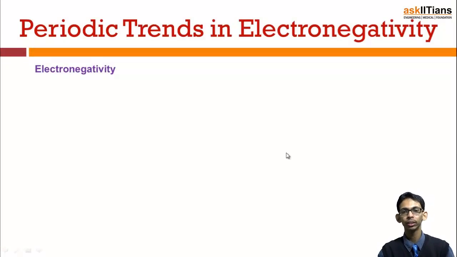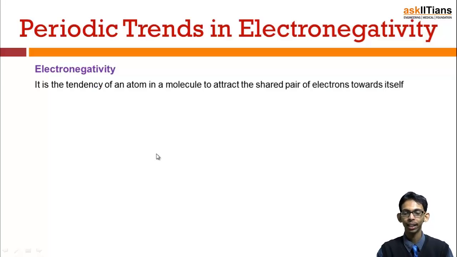That means now we are going to discuss how electronegativity varies along a period and down the group. So first of all, what is electronegativity? Electronegativity is the tendency of an atom to attract the shared pairs of electrons in a molecule. We have just studied electron affinity. Electron affinity is also the tendency of an atom to attract electrons, and electronegativity is also the tendency of an atom to attract electrons.